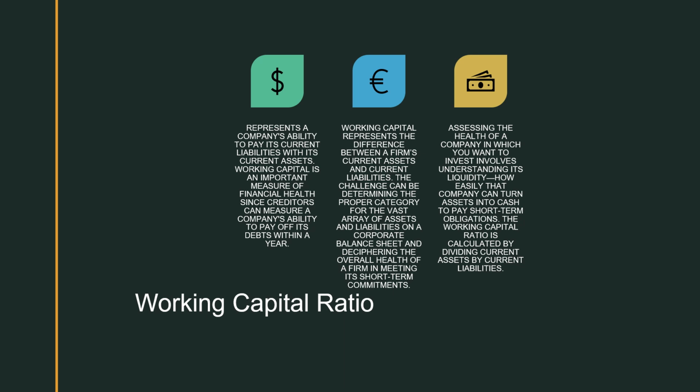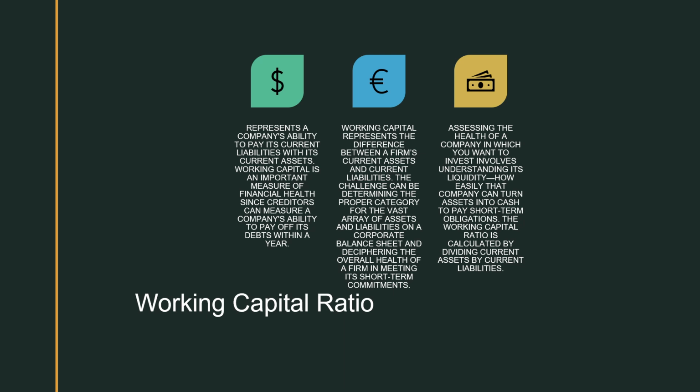The working capital ratio represents a company's ability to pay its current liabilities with its current assets. Working capital is an important measure of financial health since creditors can measure a company's ability to pay off its debt within a year. Working capital represents the difference between a firm's current assets and current liabilities. The challenge can be determining the proper category for the vast array of assets and liabilities on a corporate balance sheet. The overall health of a firm is about meeting its short-term commitments.